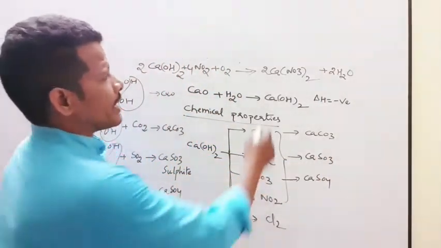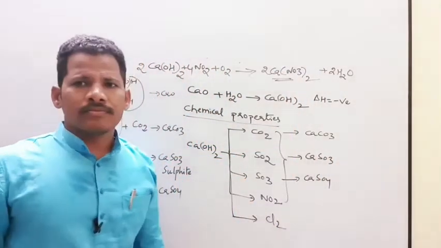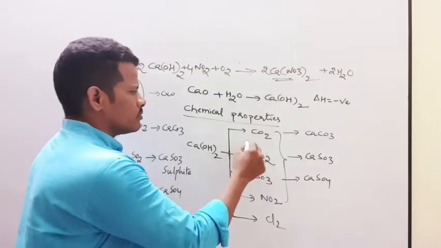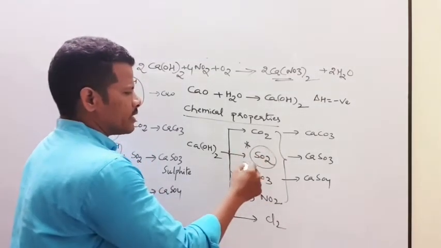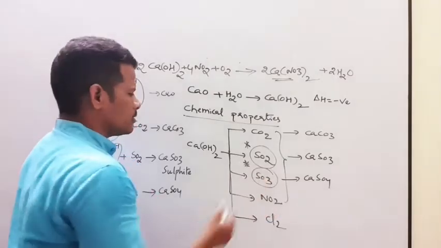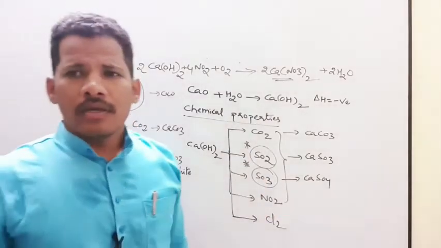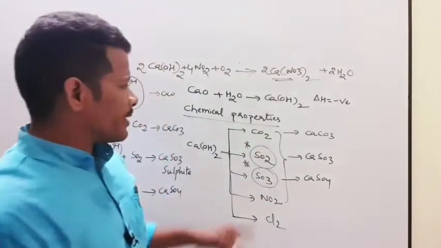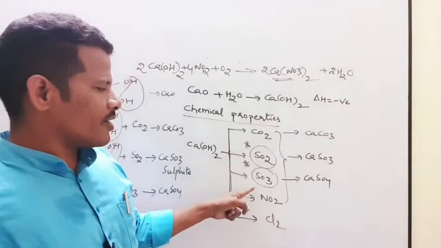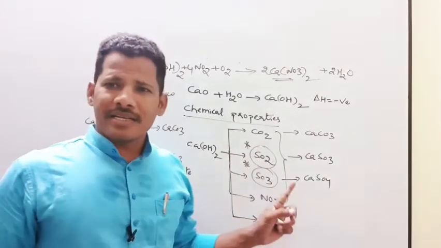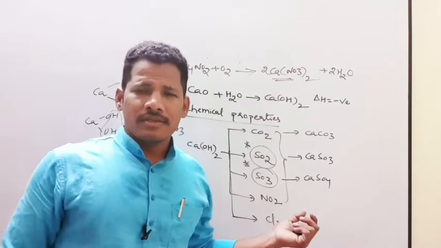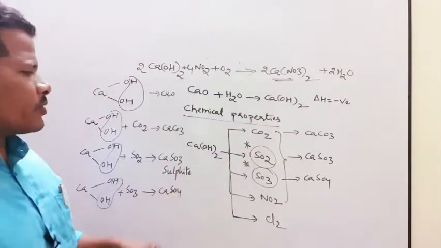So here calcium nitrate is formed. Focus on these two: SO2, what is the product, and SO3, what is the product. This is about reactions with non-metal gases like these. These are all non-metal gases, other than greenhouse gases. So reacting with these, these compounds are formed.